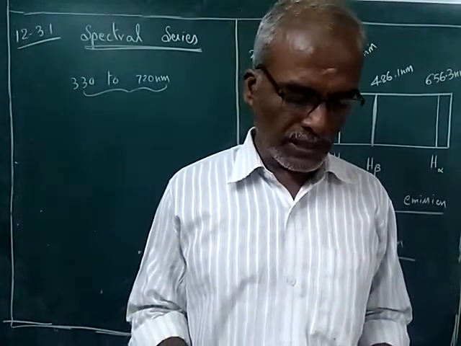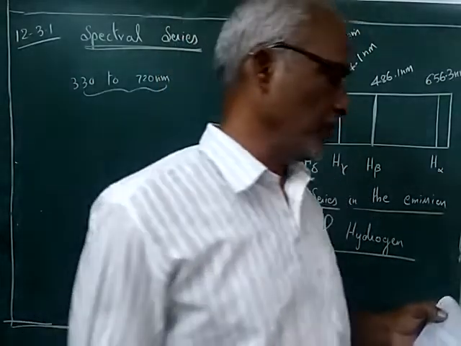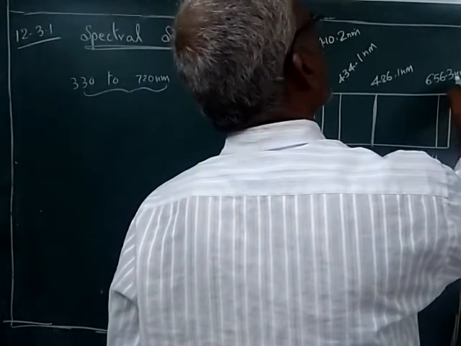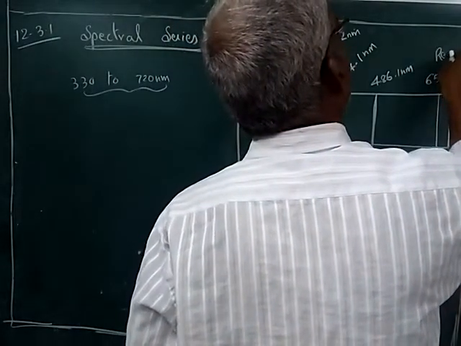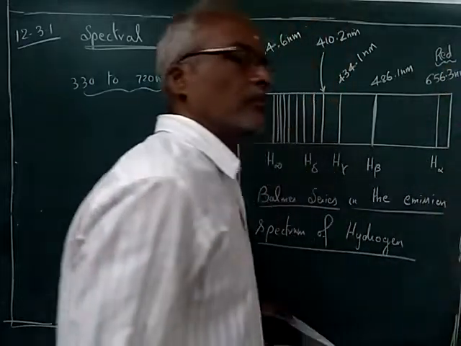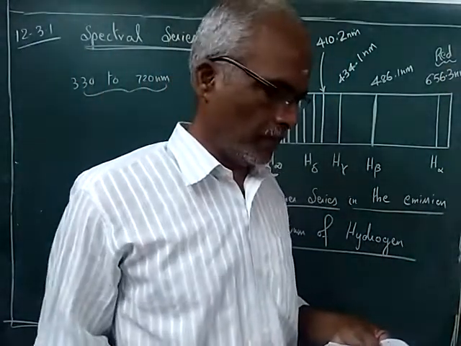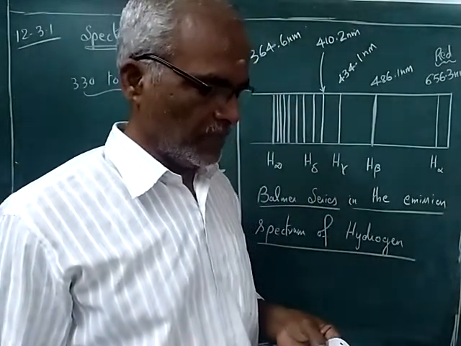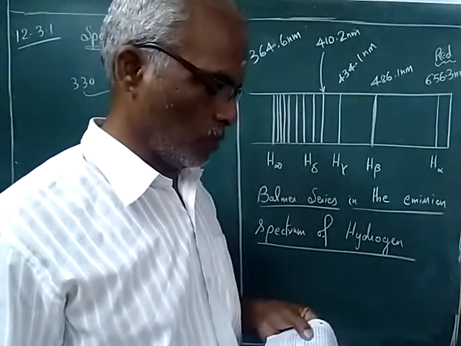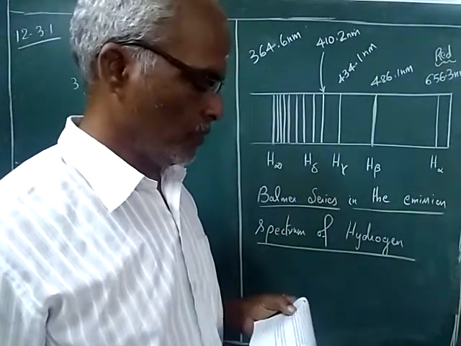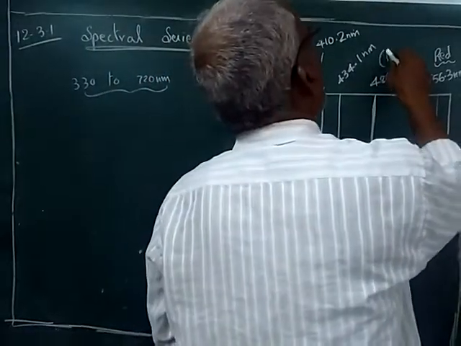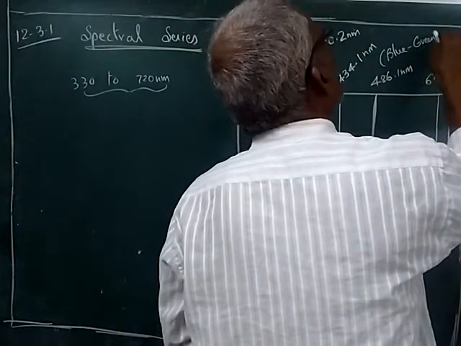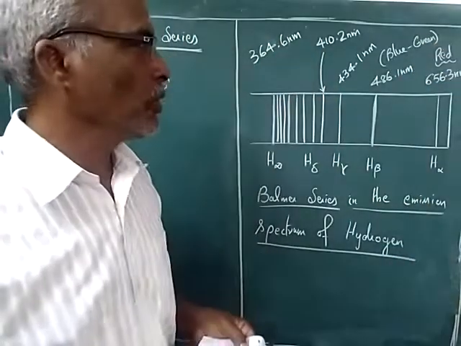The line with the longest wavelength, 656.3 nanometer, is in the red. So this 656.3 nanometer is in the red region, very close to red, or shades of red. This is called H alpha. The next line with wavelength 486.1 nanometer is in the blue-green. So this is a combination of blue and green.